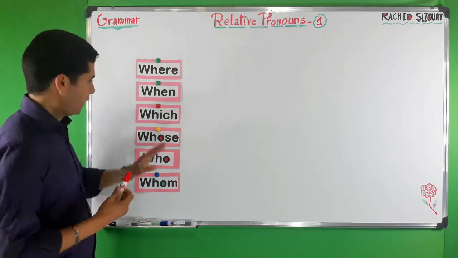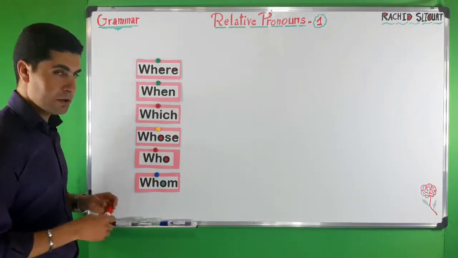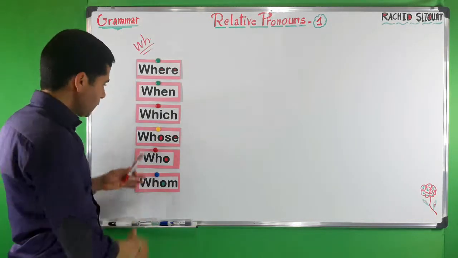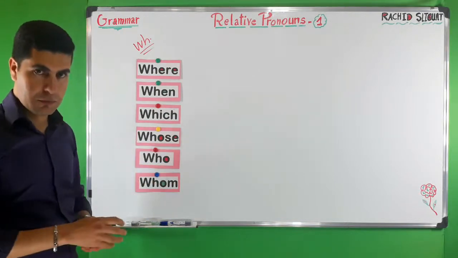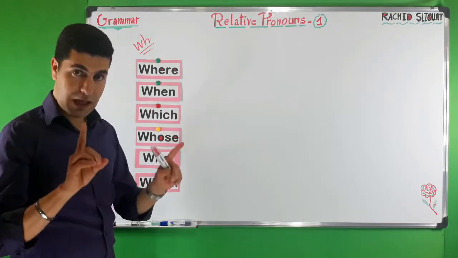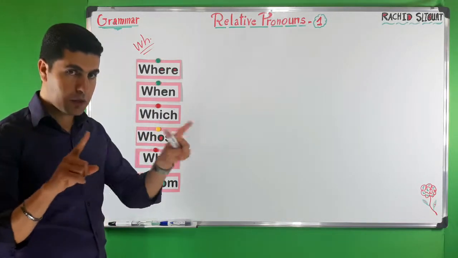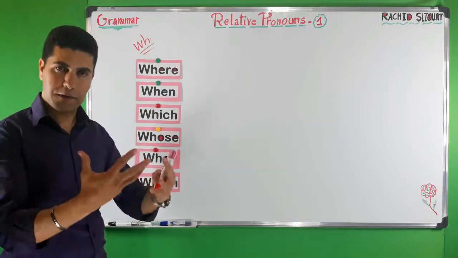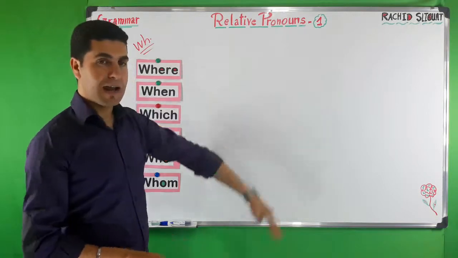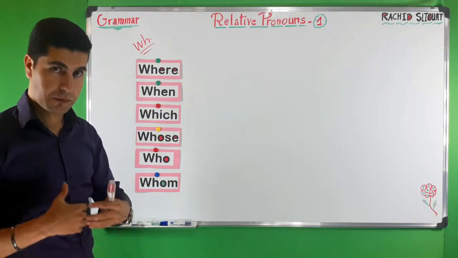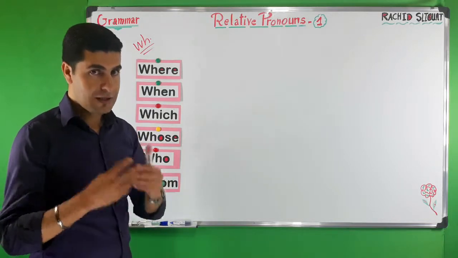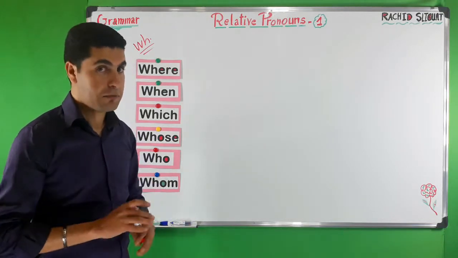As you can see, all of these relative pronouns start with a WH. Normally, we use these WH words to ask questions as interrogative pronouns. However, in this episode, we are not going to see these words as interrogative pronouns to ask questions, but as relative pronouns. This is a very simple, easy lesson, but it's very important.